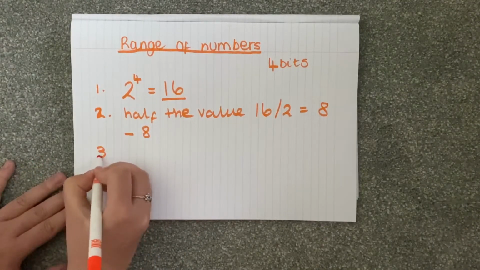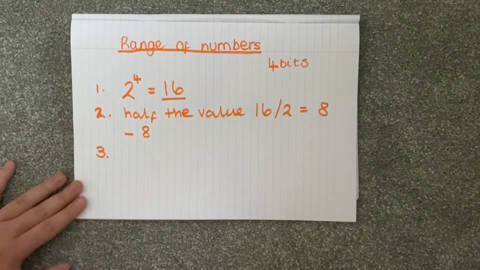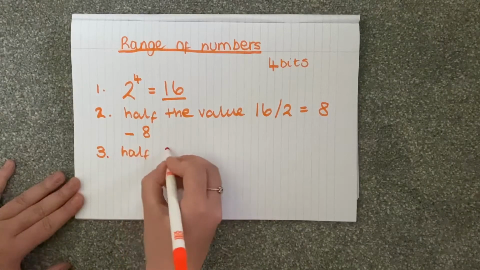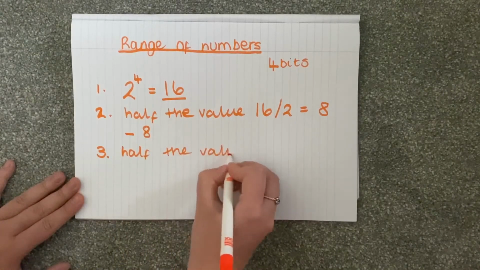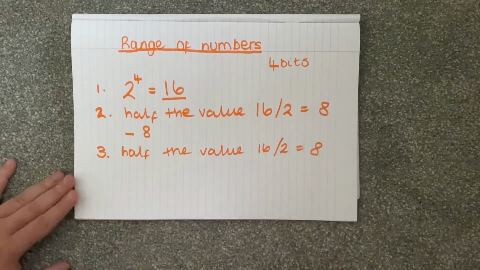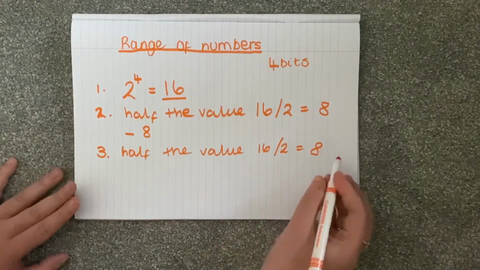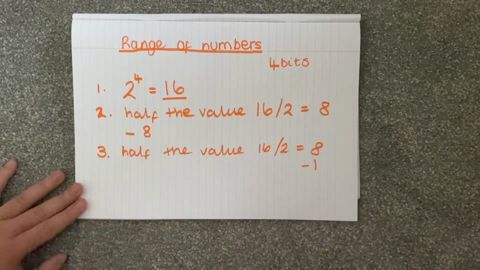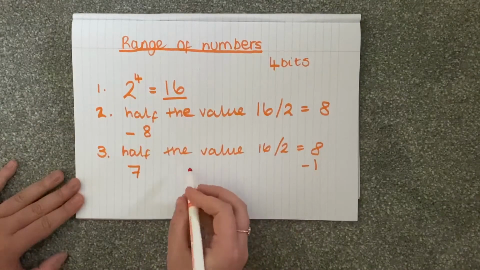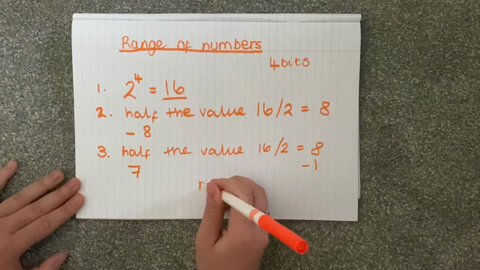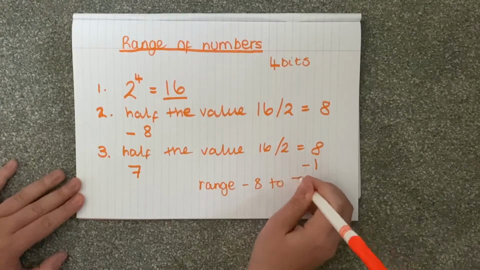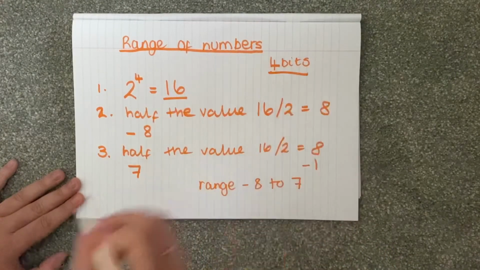Step 3, we half the value again, so we follow the full thing again. 16 divided by 2 equals 8. But then for the process for our positive number, we need to minus 1 from it. So down here we've got 7. So the range of numbers that we can store here are minus 8 to 7 using 4 bits.